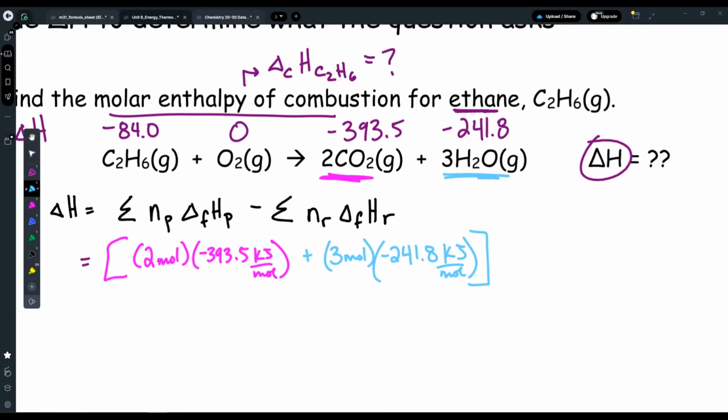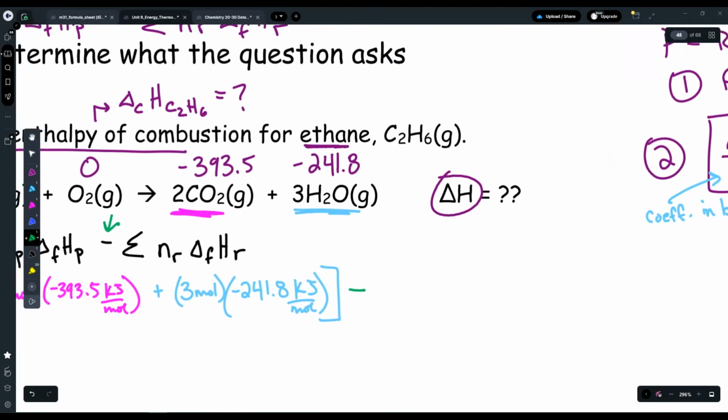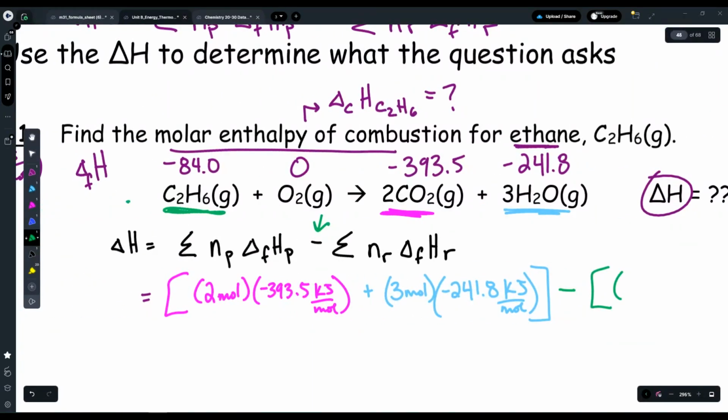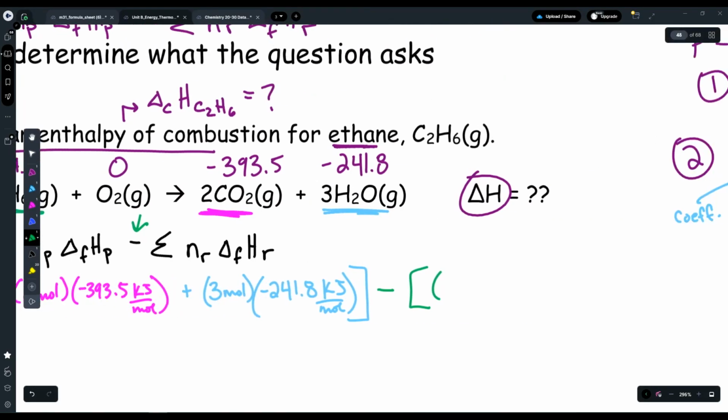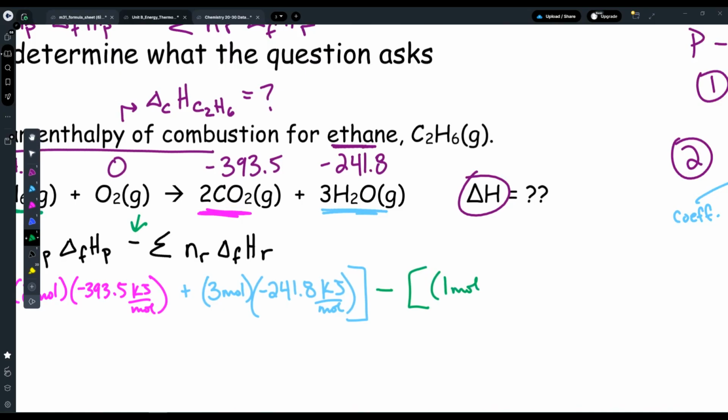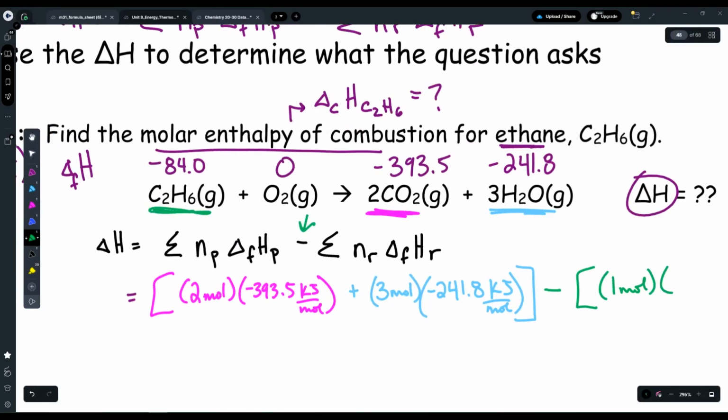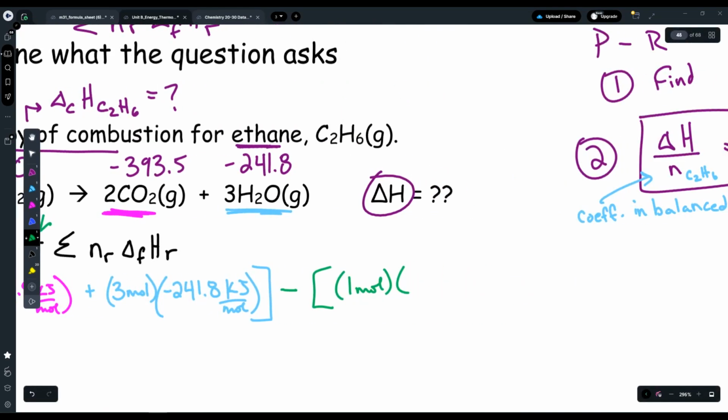Okay, now I'm going to move on to our reactants. So that's going to be ethane. Okay, so I got to go subtract. Now we're talking about our reactants. So our moles of ethane, whenever there's not a number or a coefficient written, you can assume that there's 1. And then molar enthalpy of formation for ethane is negative 84.0.